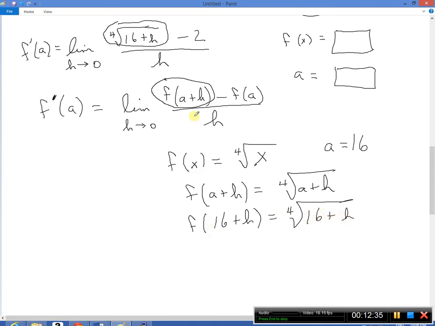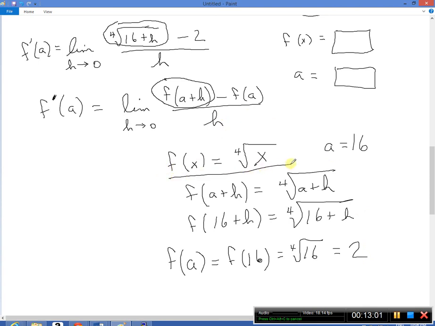F of 16 plus h would be the fourth root of 16 plus h. That works. And what about f of a? What would f of a be equal to? That would be f of 16, and the definition of f, at least our guess as to what f is, the fourth root of whatever we plug in. And the fourth root of 16 really is 2. 2 times 2 times 2 times 2 is 16. So this works, and so the function that you really want is this guy, and the a that you need is that one. And that's it for quiz 8.